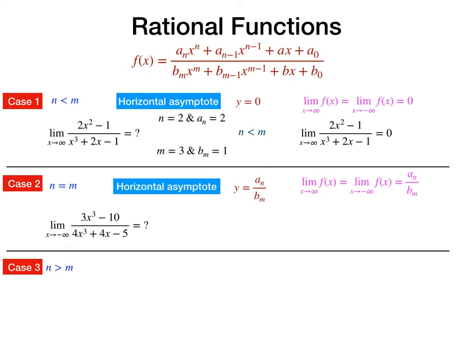An example of this case is the limit of this function when x goes to negative infinity. We know that the degree of the top is 3, the leading coefficient is 3, the degree of the bottom is 3, the leading coefficient is 4, so n equals m. Then the limit of this function when x goes to negative infinity should be 3 over 4.